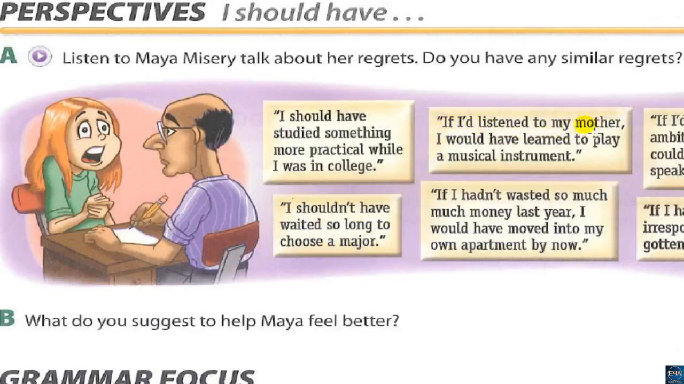If I'd listened to my mother, I'd here means I had. If I had listened to my mother, I would have learned to play a musical instrument. A musical instrument such as the piano, the violin, the guitar. If I hadn't wasted so much money last year, I would have moved into my own apartment by now. If I hadn't wasted so much money, to spend money.